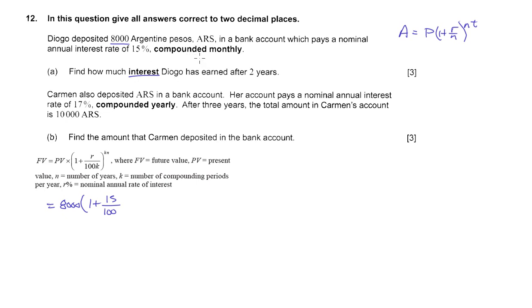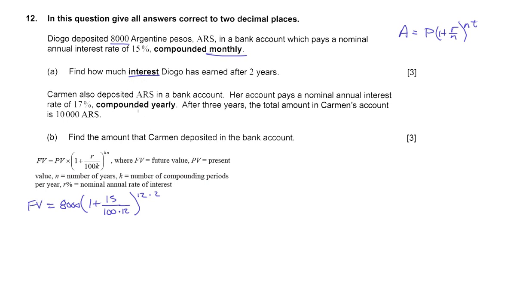It says it's compounded monthly, so that K is going to be 12, right? So there's a 12 here and a 12 up here. And then N is the number of years. This is how much interest Diogo has after 2 years, so we put a 2 up here. This formula is going to work out okay. This formula is a little bit better than the one that is used in our book that I can remember. Anyway, that will give us our future value.